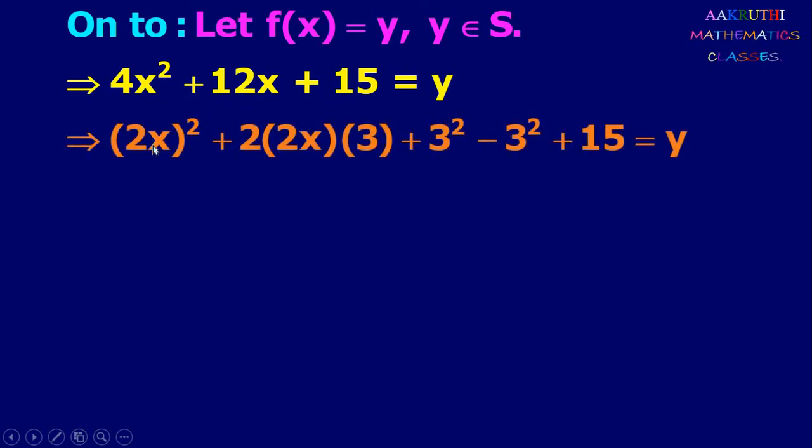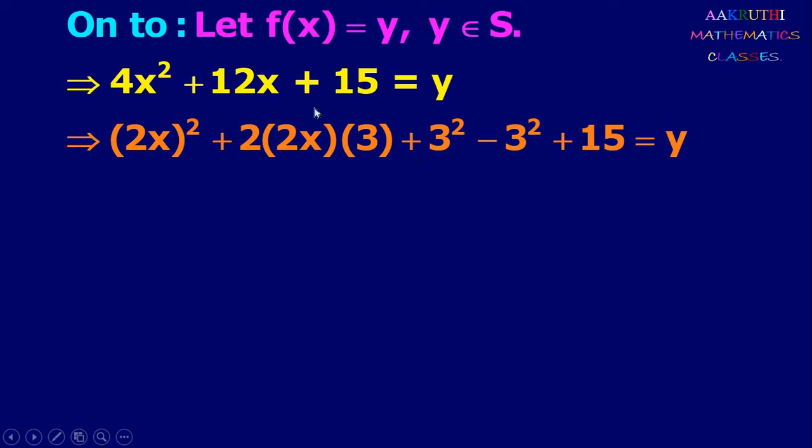Now here 4x square can be written as 2x whole square, and 12x can be written as 2 into 2x into 3. We have to write this equation in the form of a square plus 2ab plus b square. So we write 4x square as 2x whole square and 12x as 2 into 2x into 3. So it is of the form 2ab. Now here the a value is 2x. Therefore here we write 2x, and here 2 into 2 is 4, 4 into 3 is 12. So here we get the b value is 3. So therefore we add 3 square and subtract 3 square. Write this 15 as it is, and equal to y.